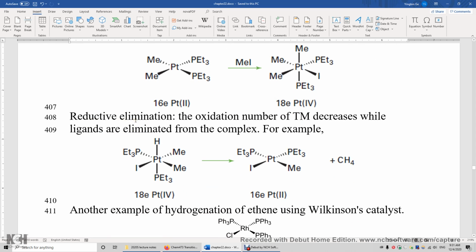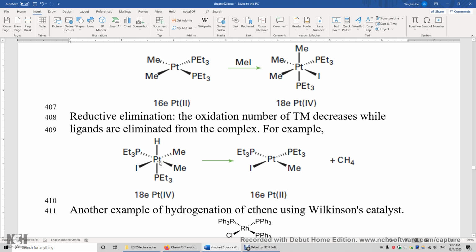Now, reductive elimination. In this kind of reaction, the oxidation number of the transition metal decreases. Thus, it's reductive, while ligands are eliminated from the complex. For example, in this reaction, the number of ligands decreases from 6 to 4. Now let's look at the oxidation number of platinum. You have a -1 charge on this hydride, iodo, methyl, and this methyl. These 2 triethylphosphino ligands are both neutral. Therefore, we have a total of 4 negative charges on the ligands.